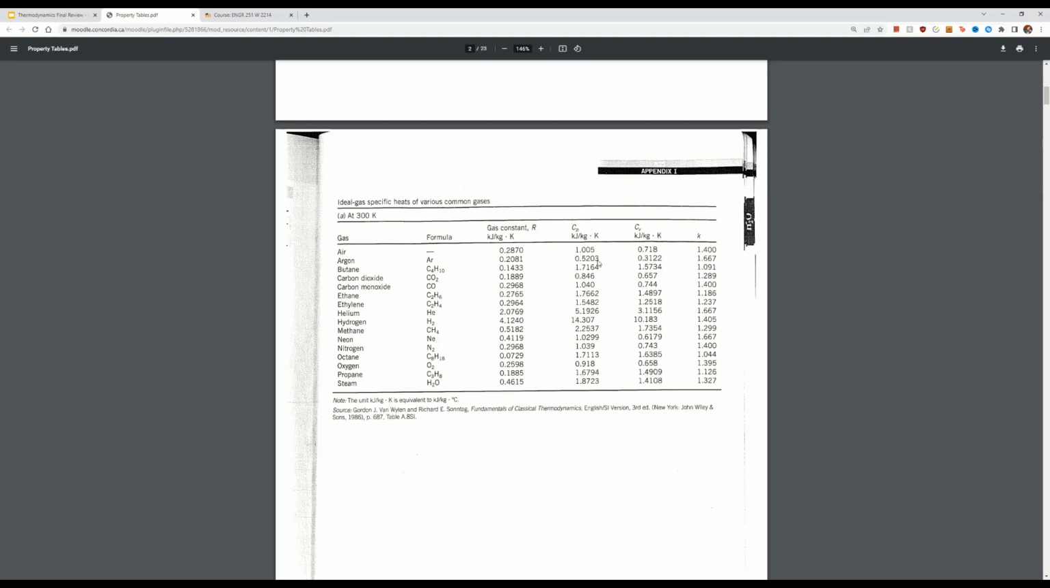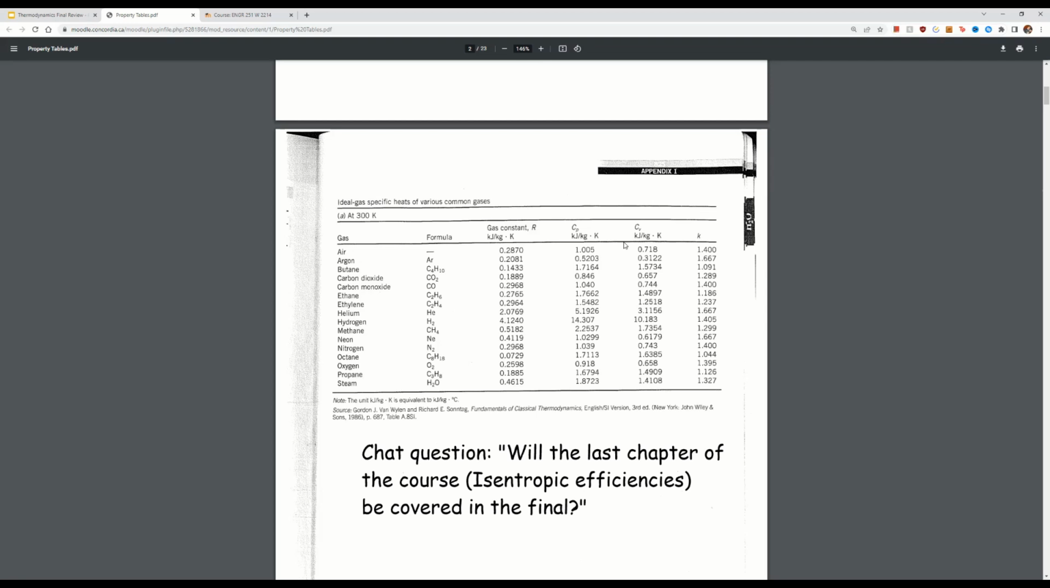But for some exercises, usually they'll tell you, you can take CP and CV values at room temperature, which is the equivalent of 300 Kelvin, or roughly 27 Celsius. You can assume you can take these values. They actually also give you k values, so we'll see that in a bit as well.